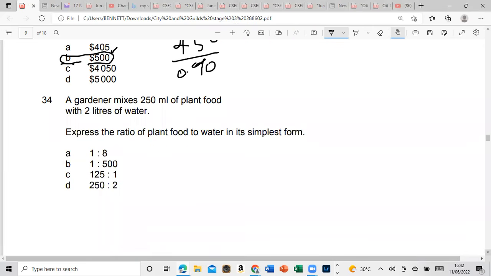A gardener mixes 250 milliliters of plant food with 2 liters of food. Express the ratio of plant food to water in its simplest form. So we need to convert. Notice that there are 2 different measurements: milliliters versus liters. So we need to say how many milliliters in 2 liters. That would be 2,000, right? Because 1,000 milliliters make 1 liter. So it's going to be 2,000.